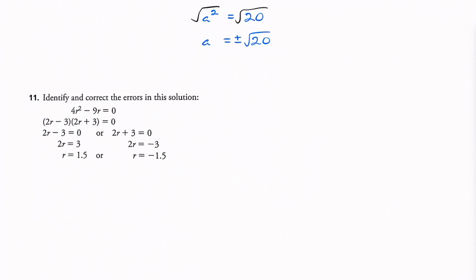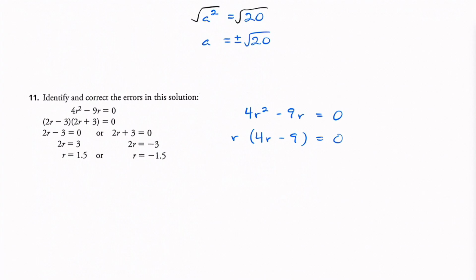Number 11 says identify and correct the errors in this solution. So again, I would try to do it by yourself and then compare and see with what they have. So when given something like this, what you should do is look at the terms and see if there's something that's common already between them and then factor that out. So if they both have r's, I can pull an r out from both of them. So let's write that.